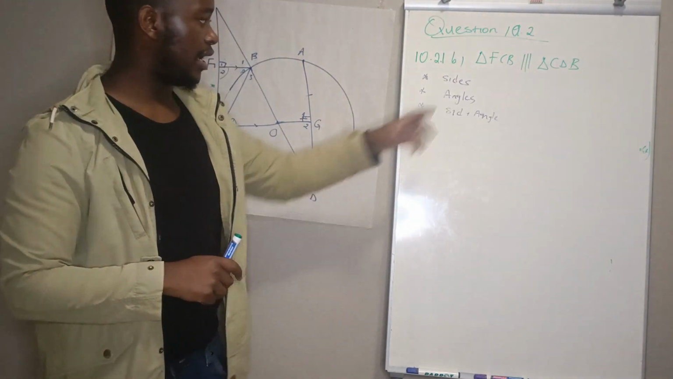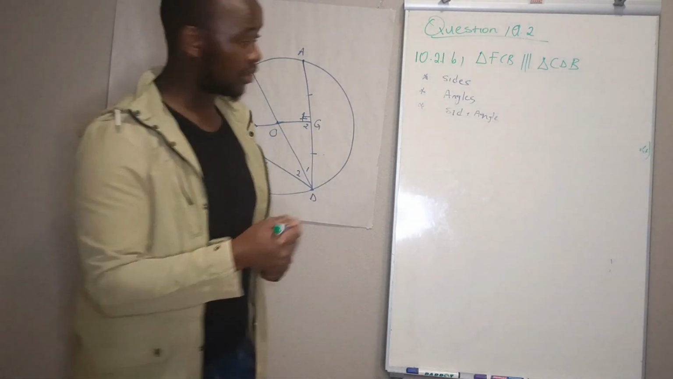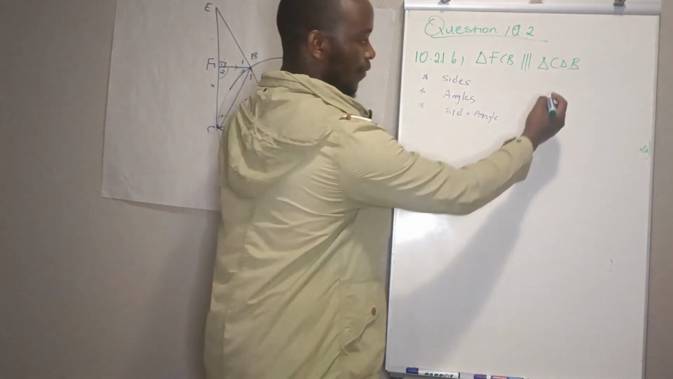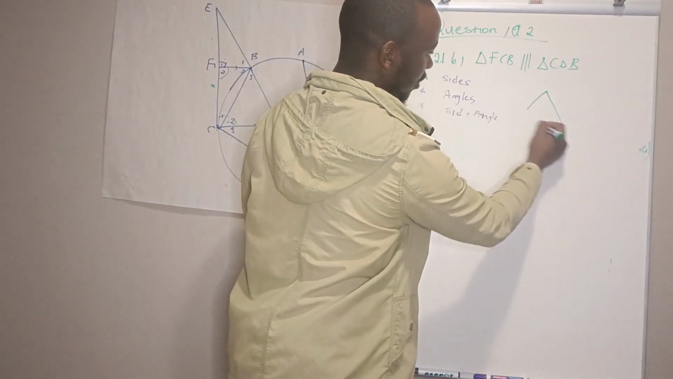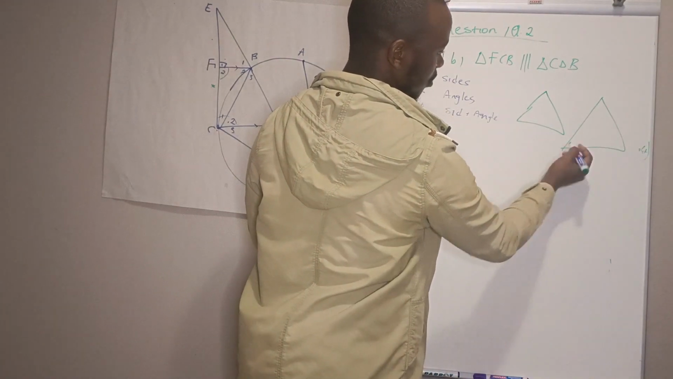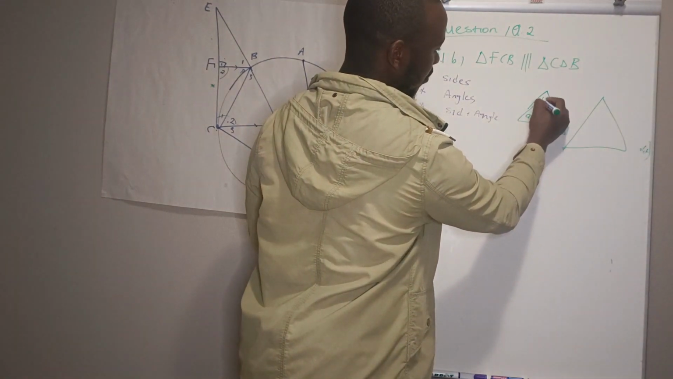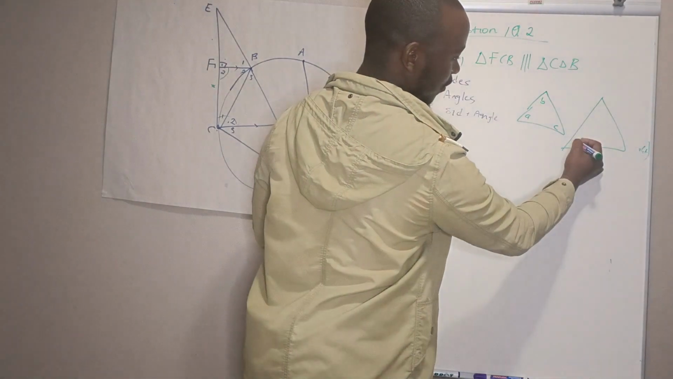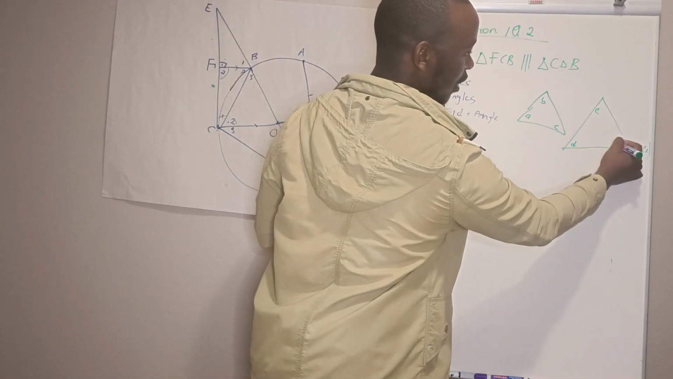Okay. In angles, this is what I'm going to focus on. When we look at angles, if you have 2 triangles, this triangle and this one, then you have A, B, C, and you have D, E, F.